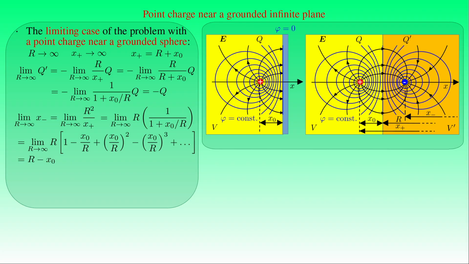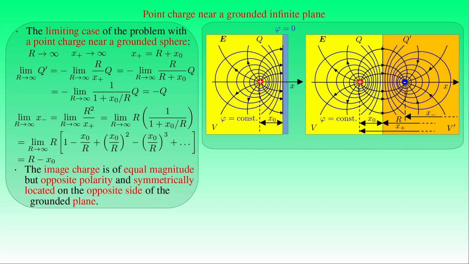These two expressions evaluated at the limit of R of the grounded sphere approaching infinity show that in comparison with the magnitude and the position of the inducing charge Q, the image charge Q' is of equal magnitude but opposite polarity and symmetrically located on the opposite side of the grounded plane.